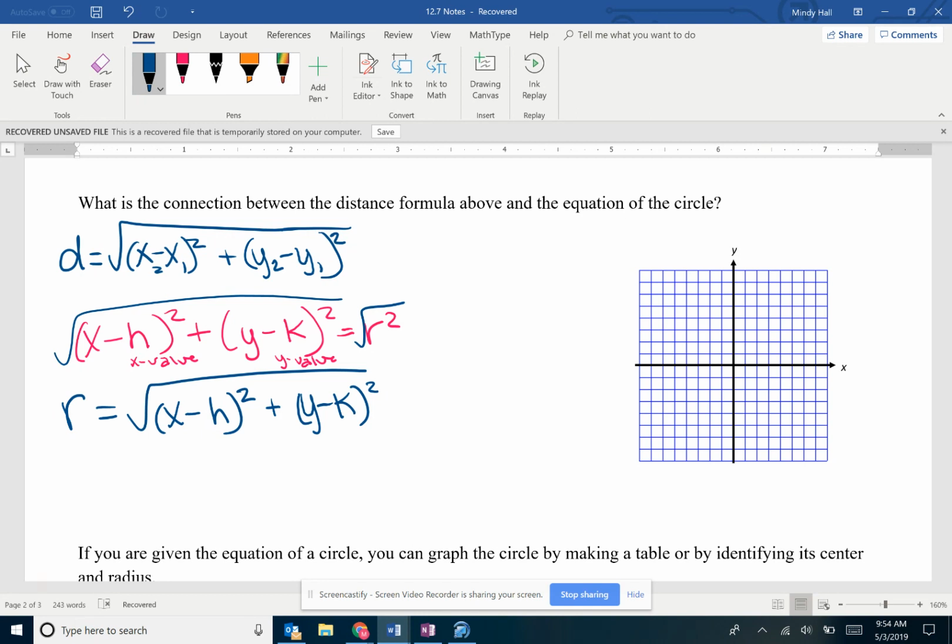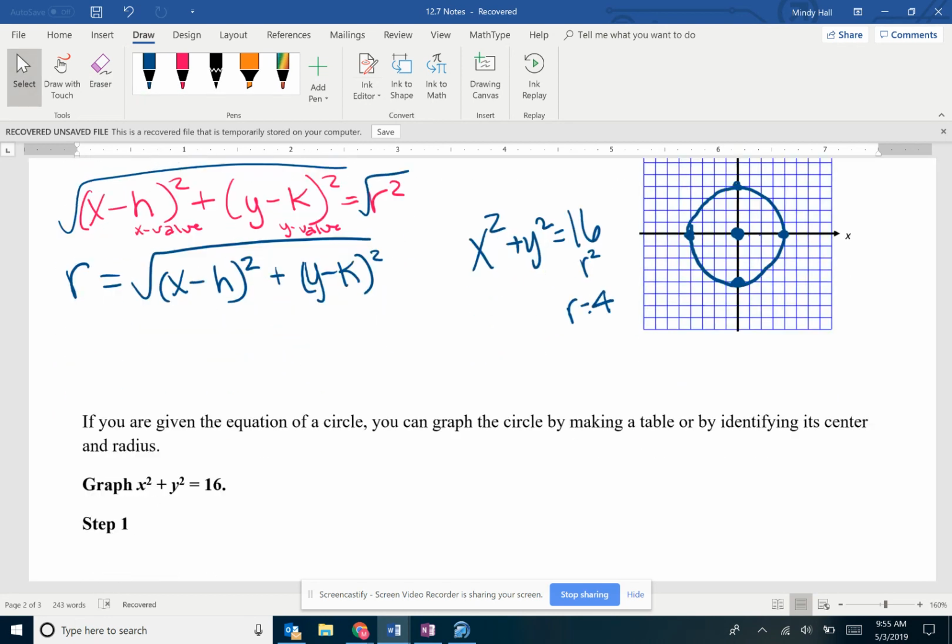And I don't really have a good picture to draw on the grid, but what I will say is if we're going to graph, let's say we had a circle x^2 + y^2 = 16. Because this is a radius squared, my radius is 4. So I would just plot my point at (0, 0), and then count 1, 2, 3, 4 in every direction. And then to the best of your ability, you just kind of draw a circle through those points. Okay?